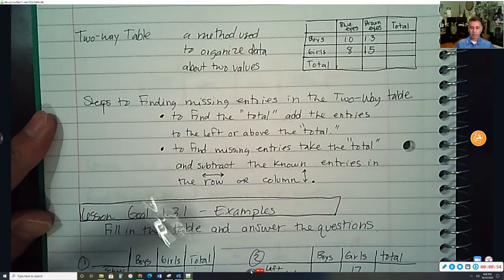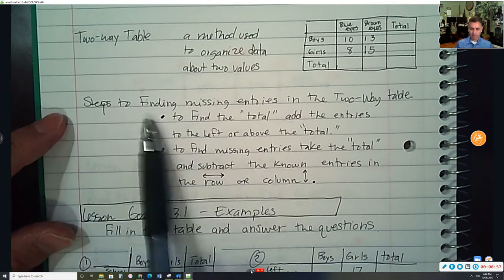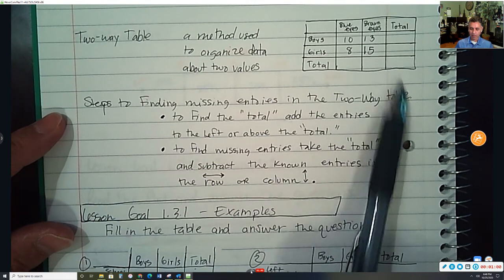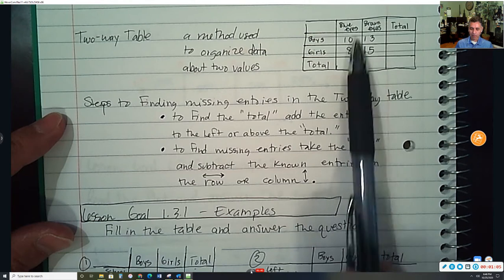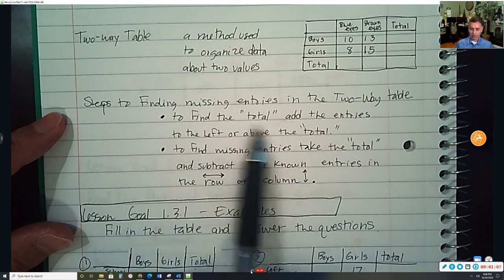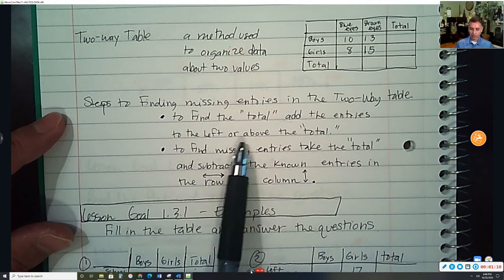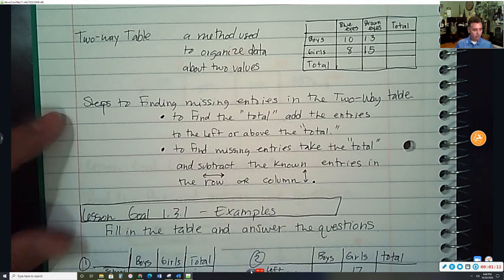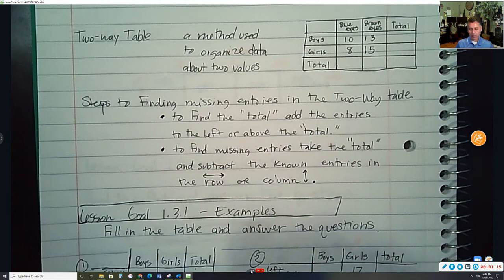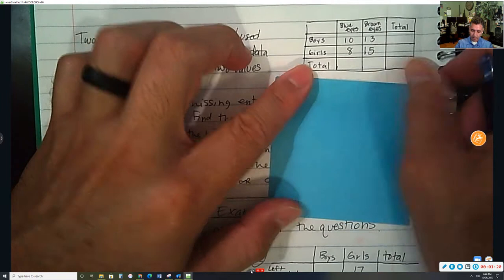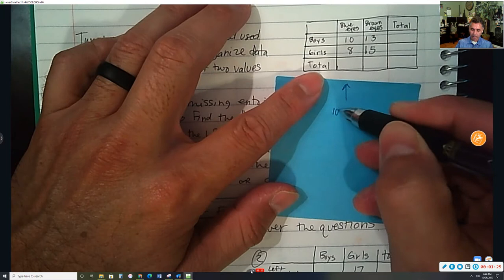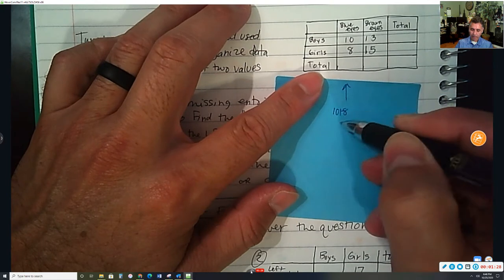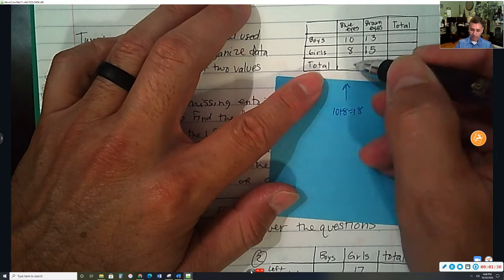Here it says steps to finding missing entries in the two-way table. See how there's some missing entries in here? Technically all of these should be filled in with numbers. Here it says to find the total, add the entries to the left or above the total. For example, if I want to find what goes in there, I need to take 8 and 10 and add those. That would be 18, and that's what goes in here.